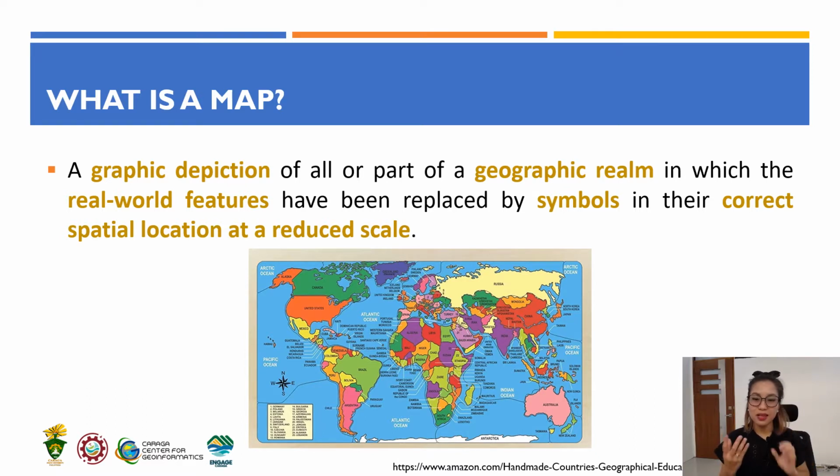a map is a graphic depiction of all or part of a geographic realm in which the real world features have been replaced by symbols in their correct spatial location at a reduced scale. So it is just made smaller in scale, but we can see the real world features in a reduced scale. So this is very specific as to where the location is. Okay. So that is the definition of a map.